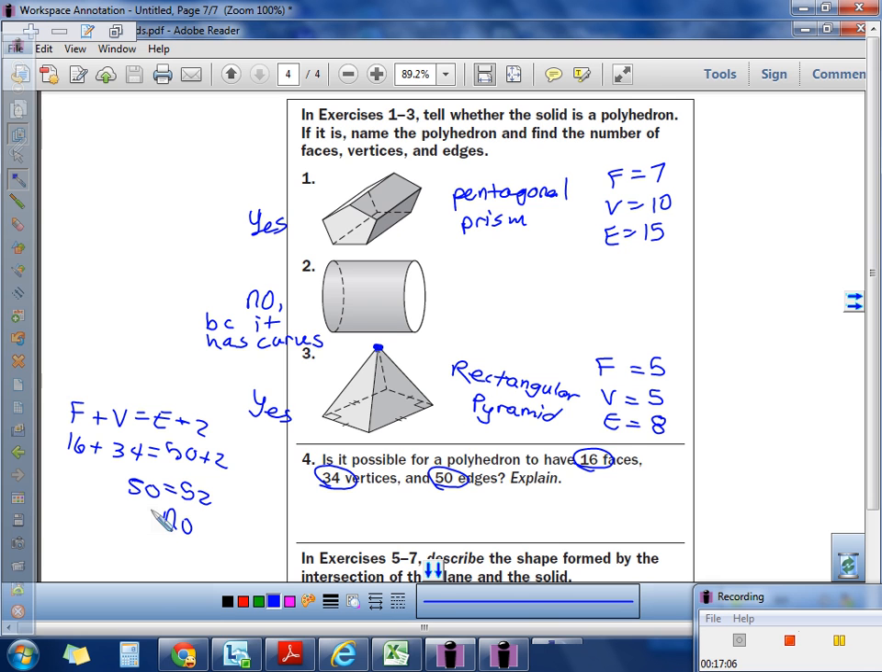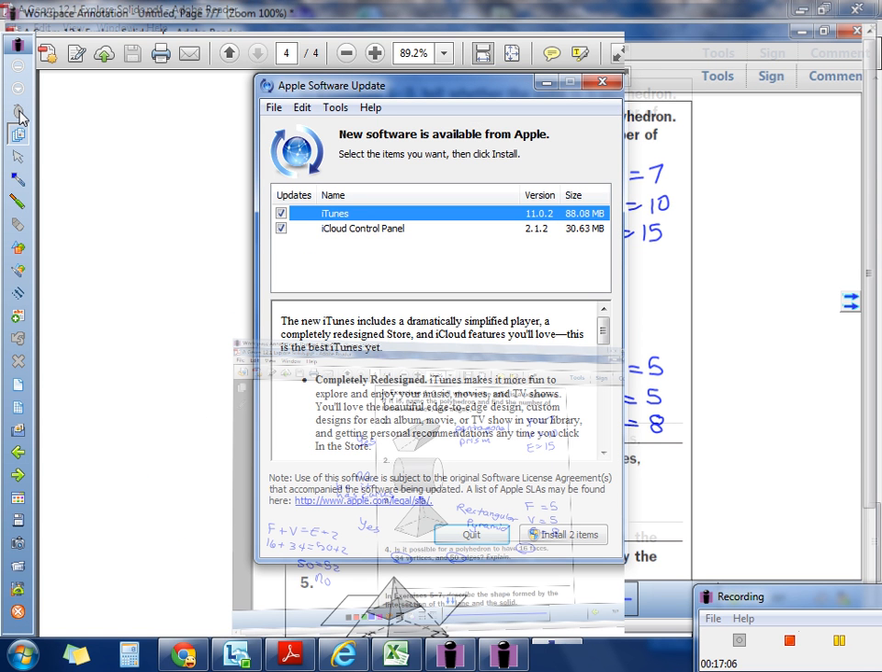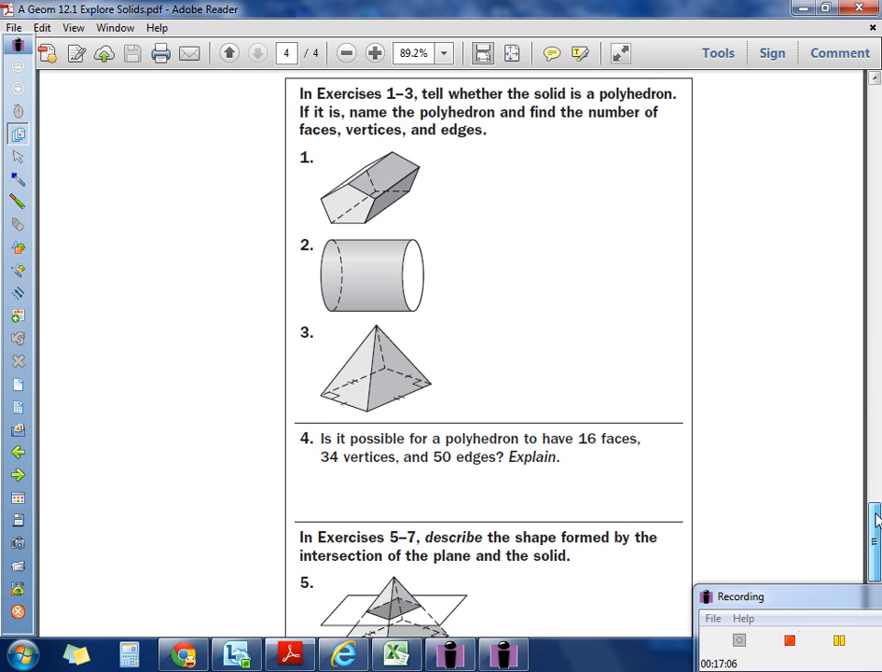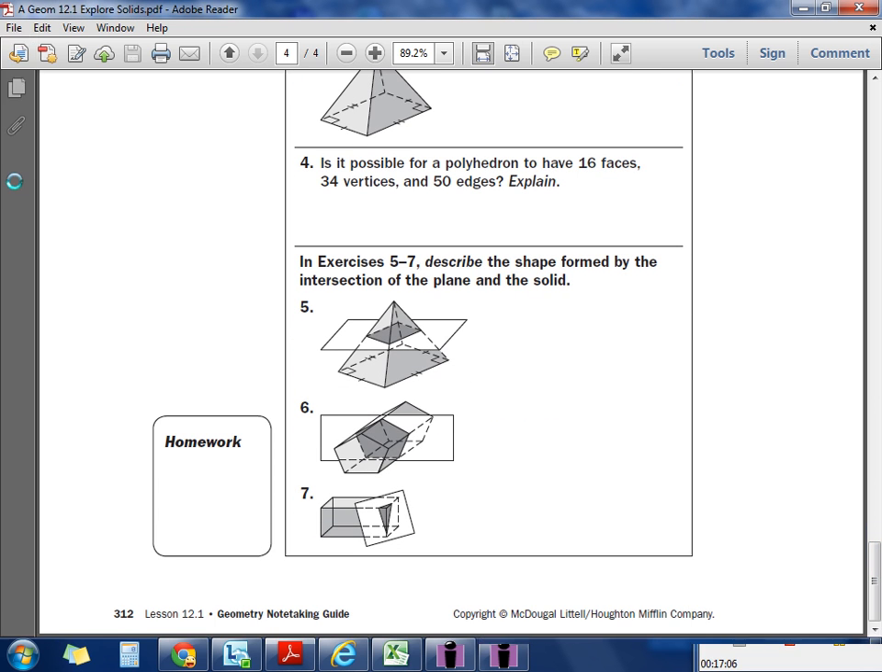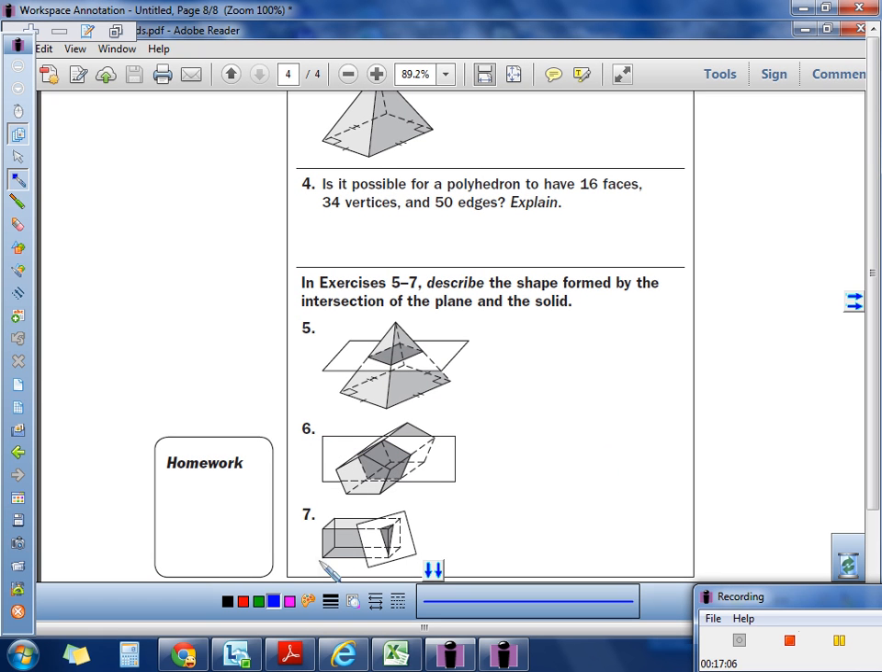Good job. One more remaining, and it's talking about some cross sections. So remember, cross sections are always going to be 2D shapes. You're never going to give 3D names for cross sections. So what's the cross section here? It's going to be a rectangle. This one's going to be a pentagon. And what's that last one? Triangle. Good job.